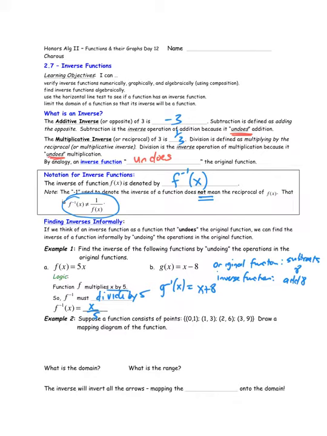We're doing these intuitive or informal ways of finding inverse functions just so you understand it. Later, we're going to learn the formal way to find an inverse function.